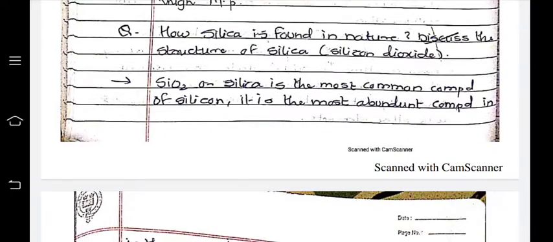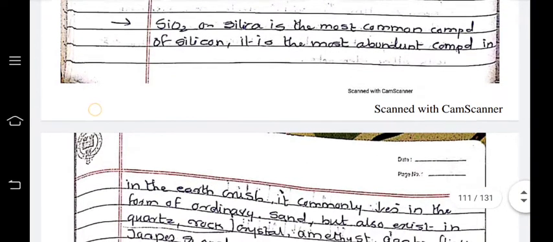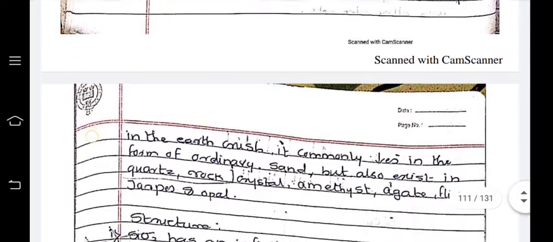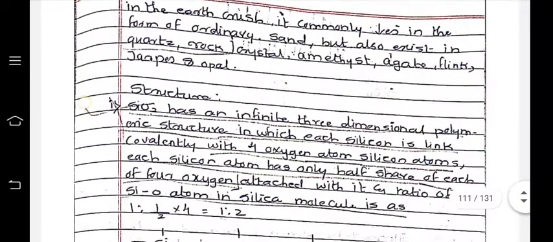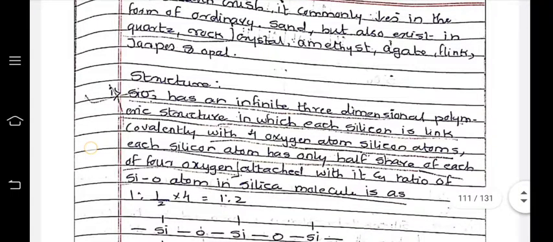How is silica found in nature? Discuss the structure of silica. Silicon dioxide, SiO2 or silica, is the most common compound of silicon. It is the most abundant compound in the earth's crust. It commonly occurs in the form of ordinary sand, but also exists in quartz, rock crystal, amethyst, agate, flint, jasper and opal.